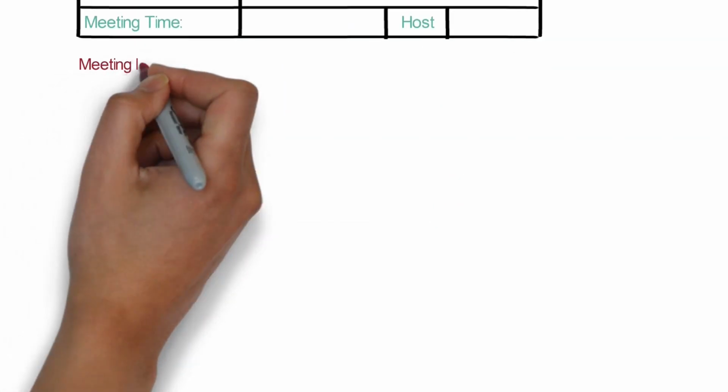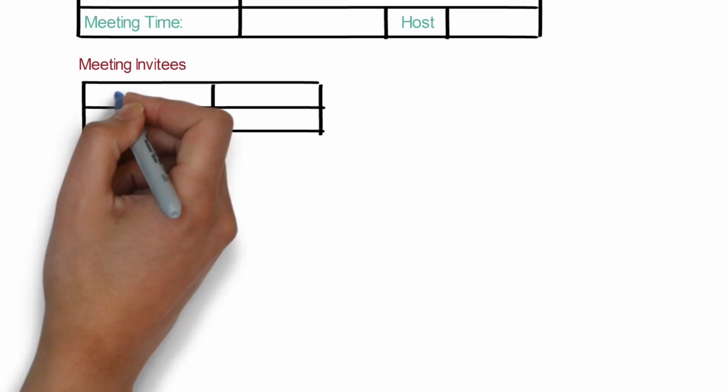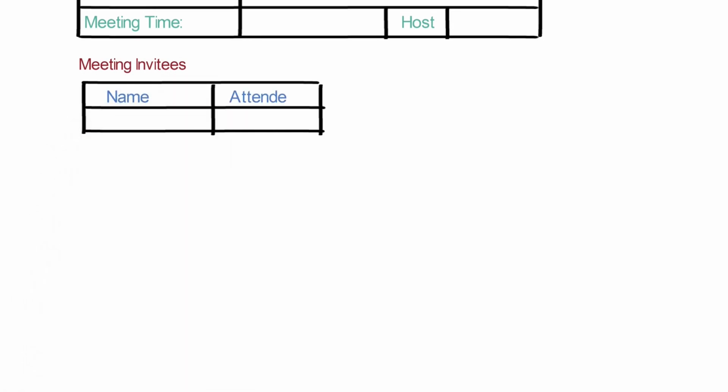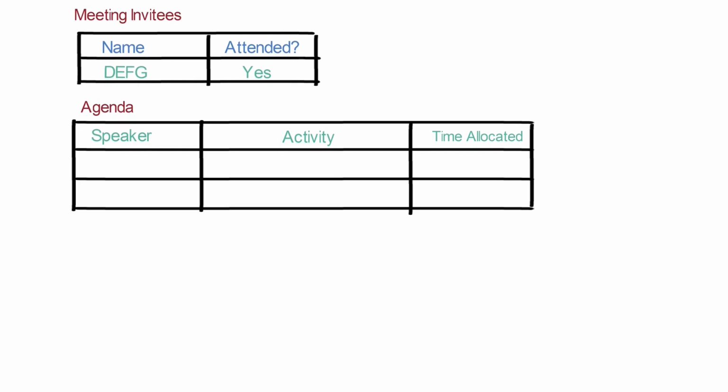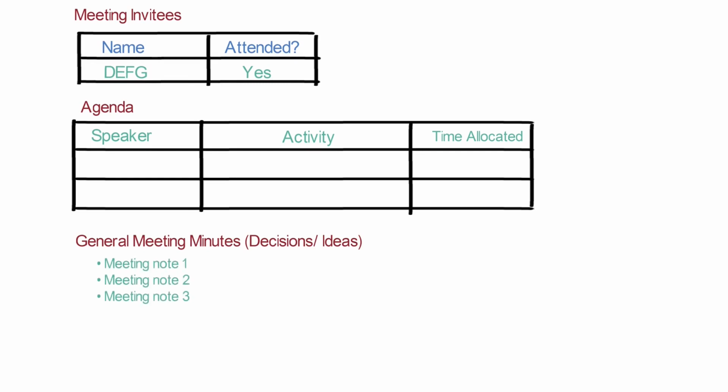Number 3, mention the name of all the invited attendees and whether they were present or not. Number 4, leave some space and write the agenda list that was shared in the meeting agenda. Number 5, write all the key points of the meeting in a sequential manner. You may use a bulleted list or numbered list for better understanding.